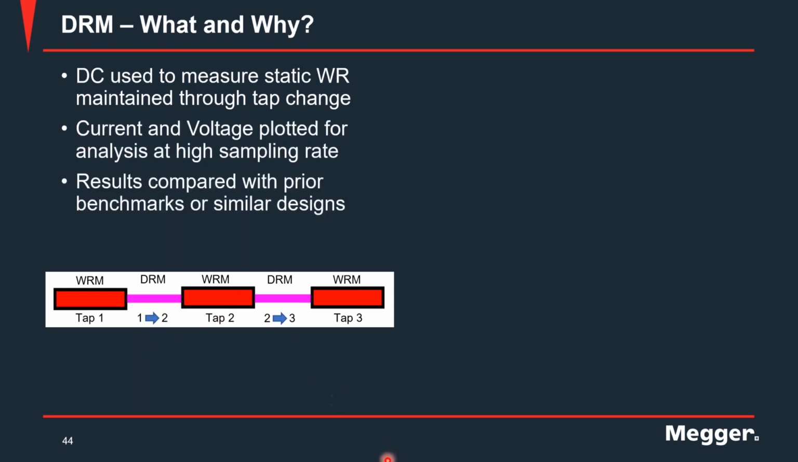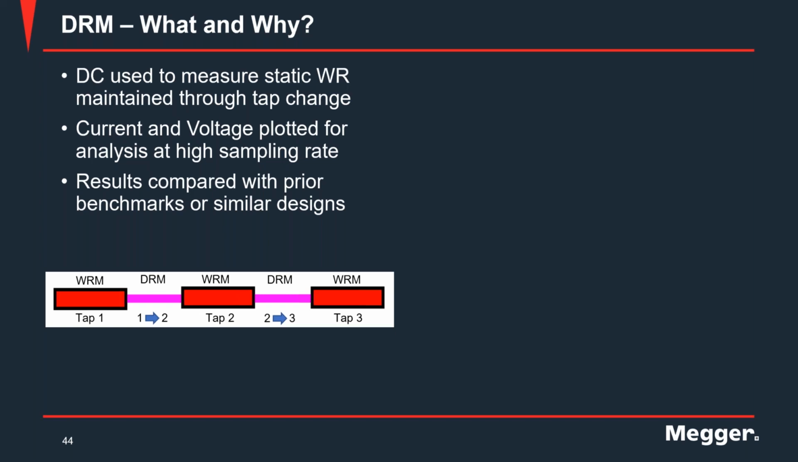So the current and voltage signatures are plotted during this tap change at a high sampling rate. They're sampled, and the results that you obtain are compared with prior benchmarks or prior baseline testing that you may have, and sometimes with similar designs if you don't have a benchmark, just to understand how that response is.